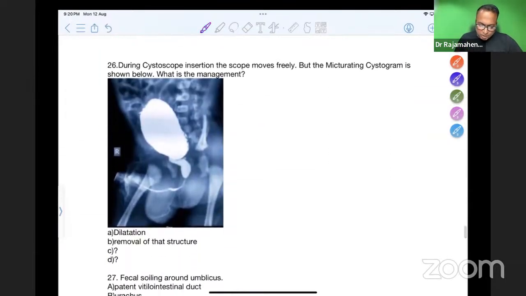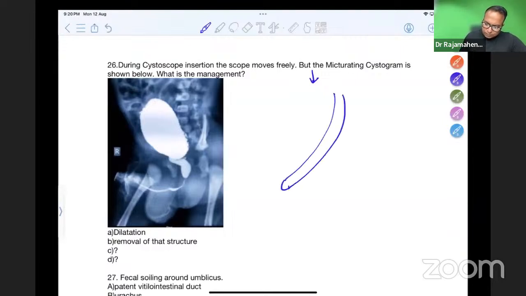During cystoscope insertion, the scope moves freely, but the micturating cystogram is showing this picture. This is a very classical clinical question. Multiple times we have discussed it in our class also. See, this is the urethra. This is the bladder. In the case of the membranous urethra, this is a valve which is seen in the membranous urethra. This is a valve like this.